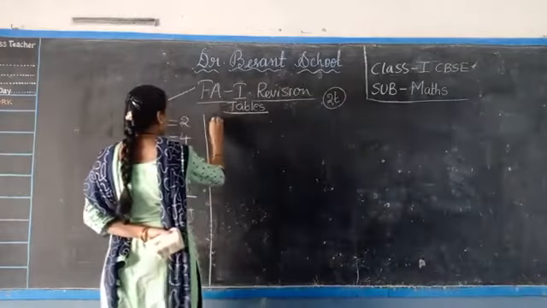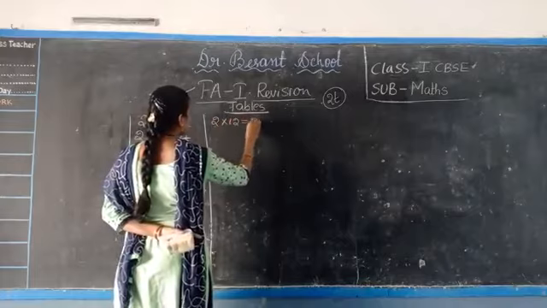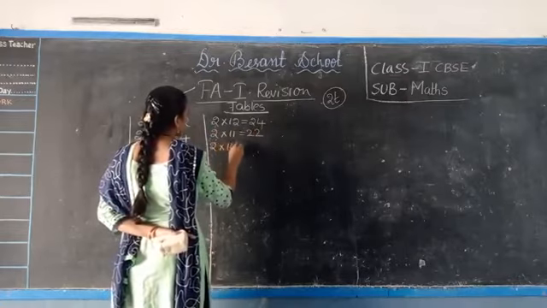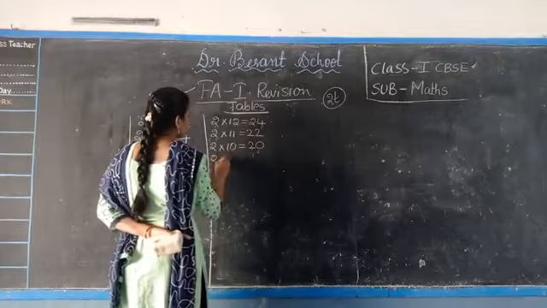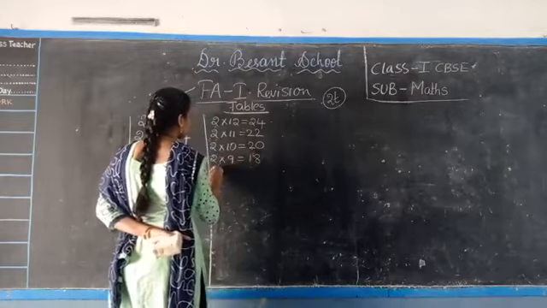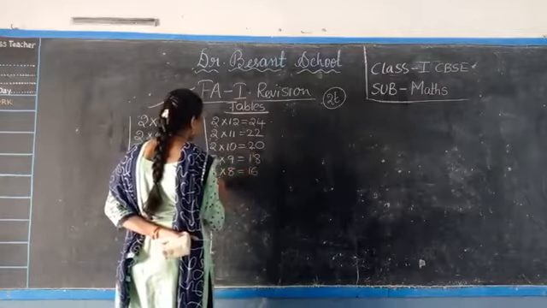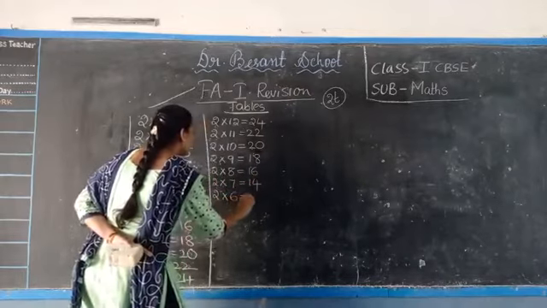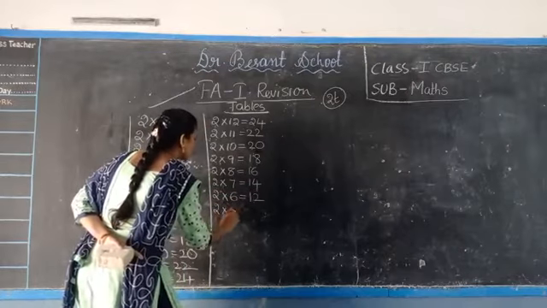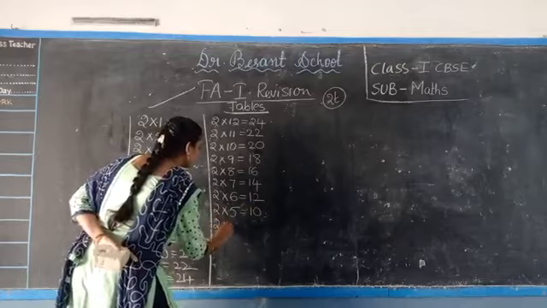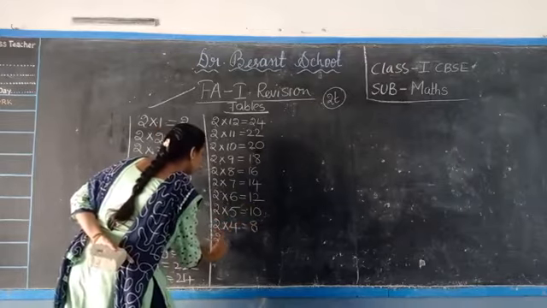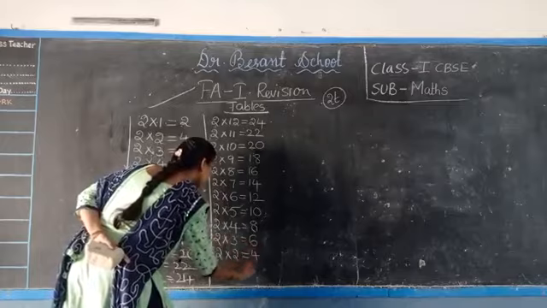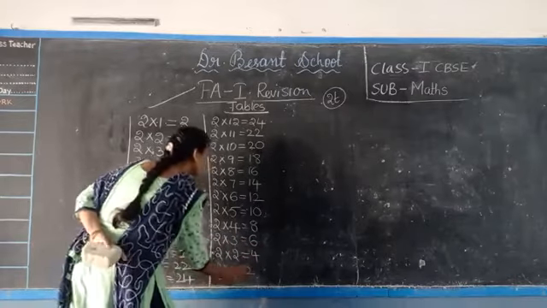So write the backward table of 2. 2 12s are 24, 2 11s are 22, 2 10s are 20, 2 9s are 18, 2 8s are 16, 2 7s are 14, 2 6s are 12, 2 5s are 10, 2 4s are 8, 2 3s are 6, 2 twos are 4, 2 ones are 2. Is it clear?